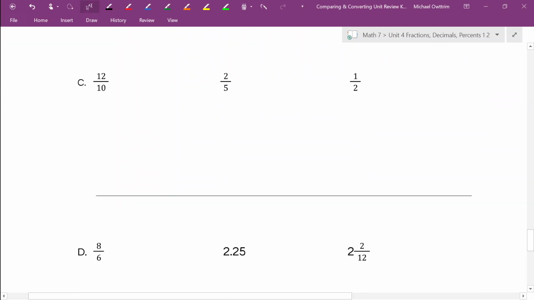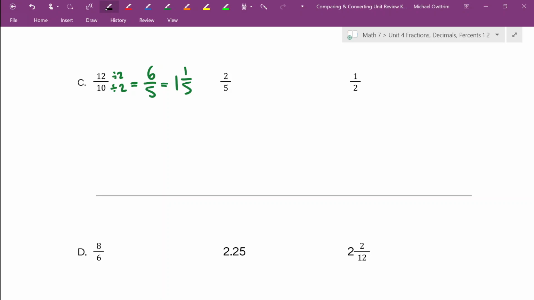Flipping on to the back side there, question C. We again have 12/10, 2/5, and 1/2. I'm going to notice that I could simplify my 12/10 to have 6/5 would work. So let's do that. Let's divide this by 2, and that'll give us 6/5, which is 1 1/5. 2/5 is already a proper fraction. 1/2 is already a proper fraction.